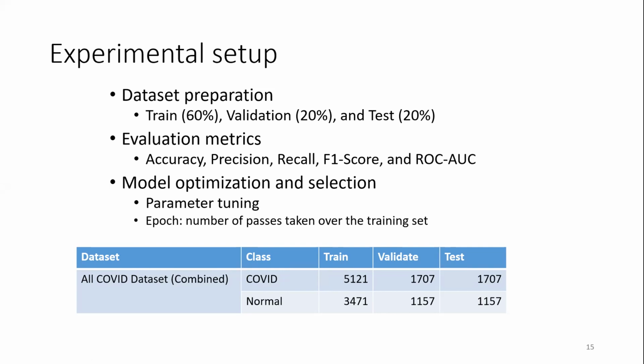These are all for my dataset preparation, the COVID dataset, which is combined from data collected from online repositories. This dataset contains two classes, COVID and normal. The COVID images are split into 5,121 training images, 1,707 validation images, and 1,707 testing images. Then normal images: 3,471 for training, and 1,157 for validation and 1,157 for testing.